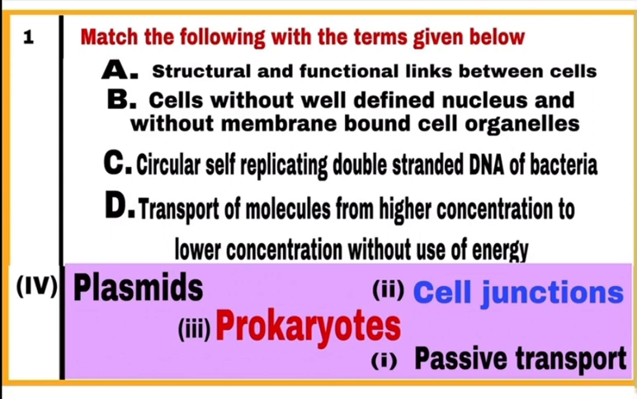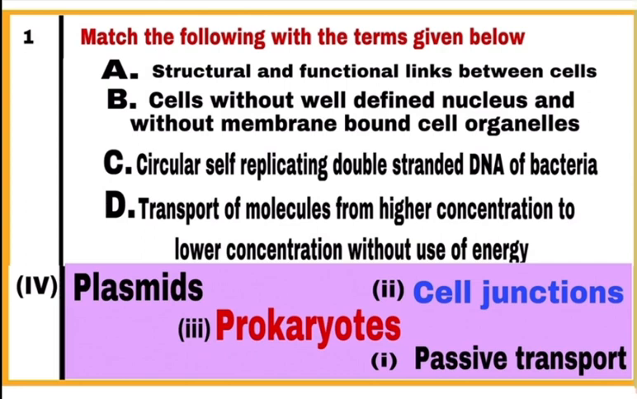A. Structural and functional links between cells. These are cell junctions. In nearly all animal tissues, cell junctions provide both structural as well as functional links between the cells. B. Cells without well-defined nucleus and without membrane-bound cell organelles. These cells are called as prokaryotes. They do not have well-defined nucleus and they are without membrane-bound cell organelles.